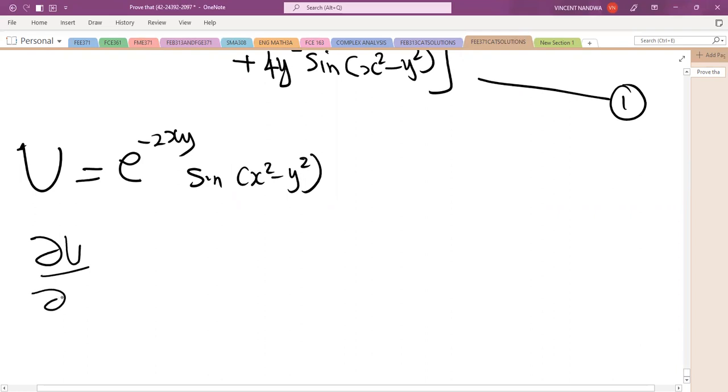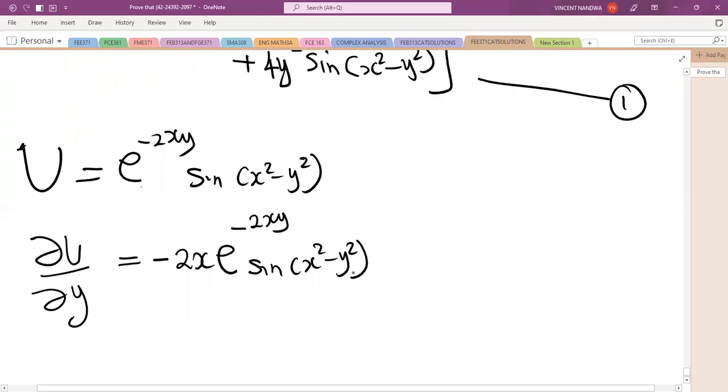So partial u partial y, also use product rule. Taking this one as my u, this one as my v, derivative of this part with respect to y will be minus 2x e raised power minus 2xy, then I multiply by this sine of x squared minus y squared, and then derivative of sine is cosine, but this part when you differentiate with respect to y, you get negative 2y, and then e raised power minus 2xy, and then cosine of x squared minus y squared.